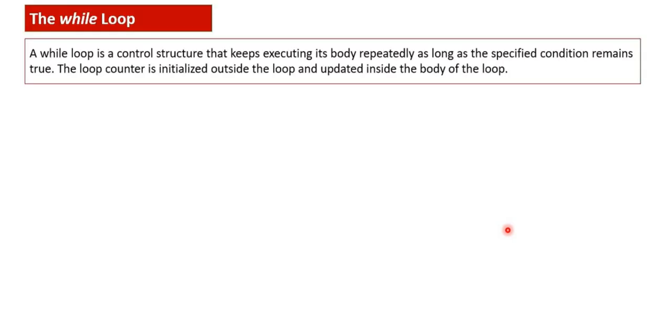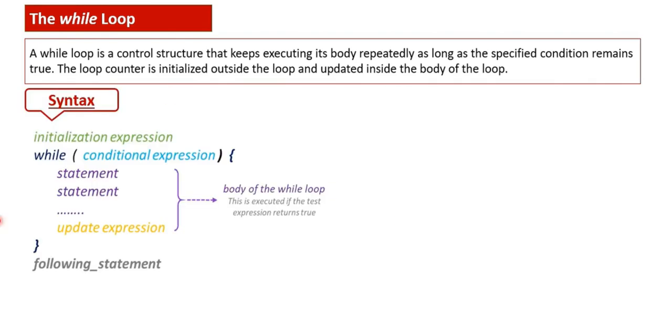A while loop is a control structure that keeps executing its body repeatedly as long as the specified condition remains true. The loop counter is initialized outside the loop and updated inside the body of the loop. Here is the syntax for the while loop.